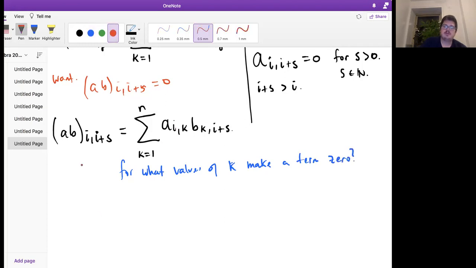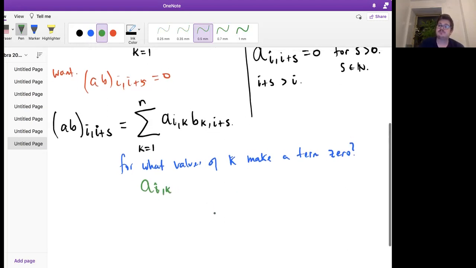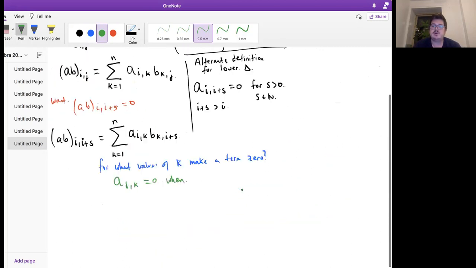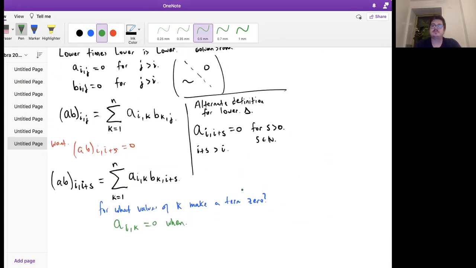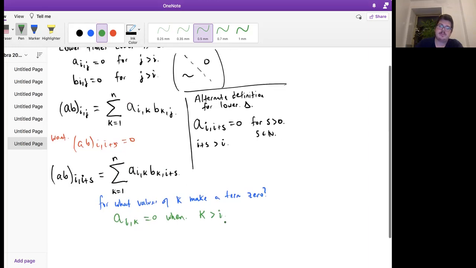So for example, for A_ik, what must k be for this to be 0? So remember, A and B are both lower triangular. Yeah, when k is greater than i.